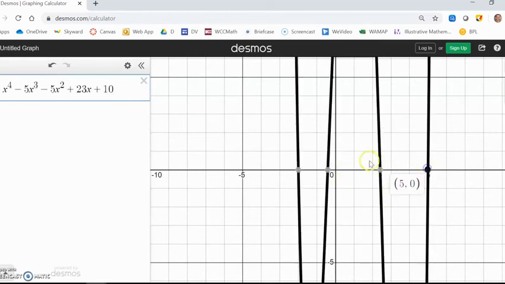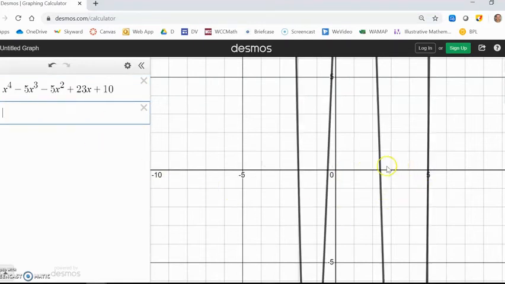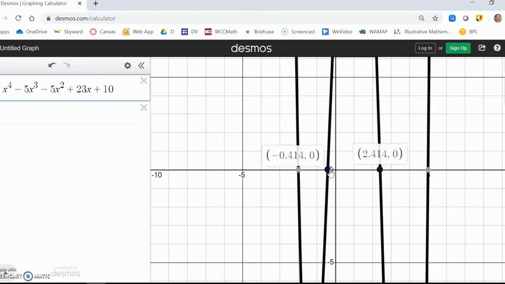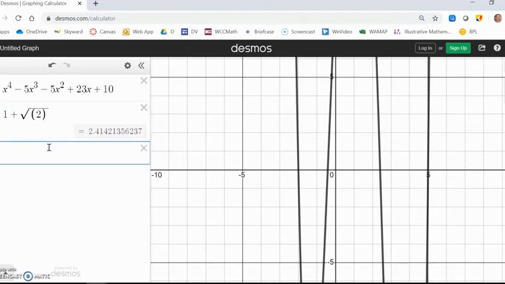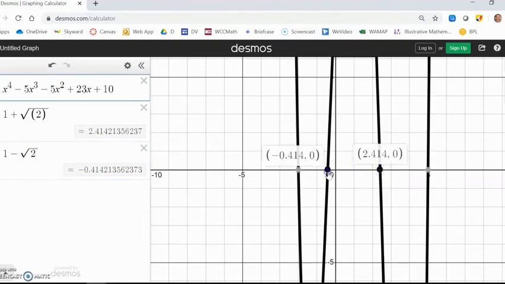So there's my 5, there's my negative 2, now I have these, the 2.414 and negative 1.414. So let me see what Desmos tells me that these are. 1 plus square root of 2, 1 minus square root of 2. Yep, there they are, they match. So I'm good, I found them.